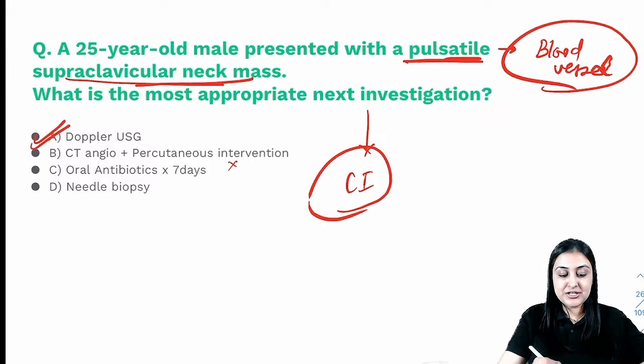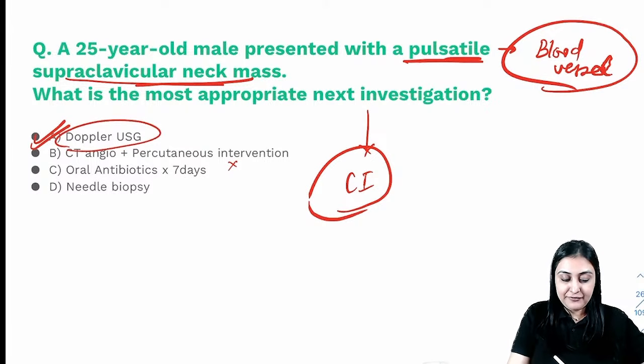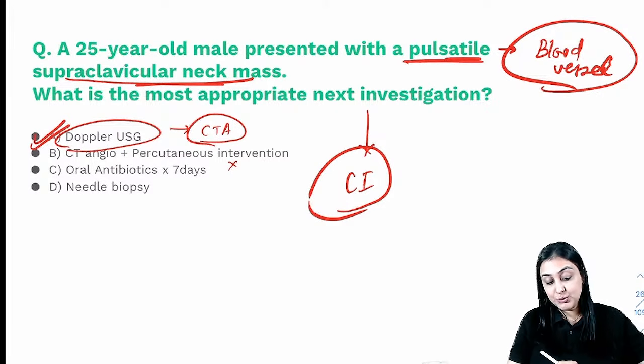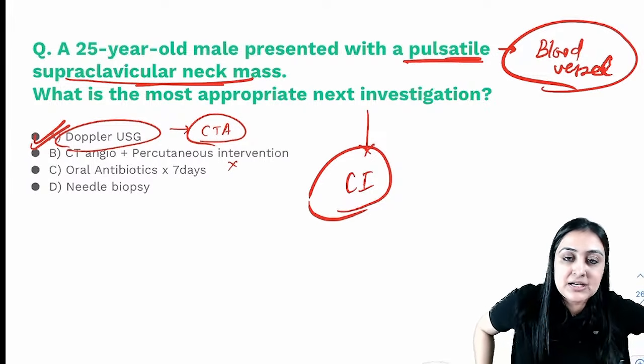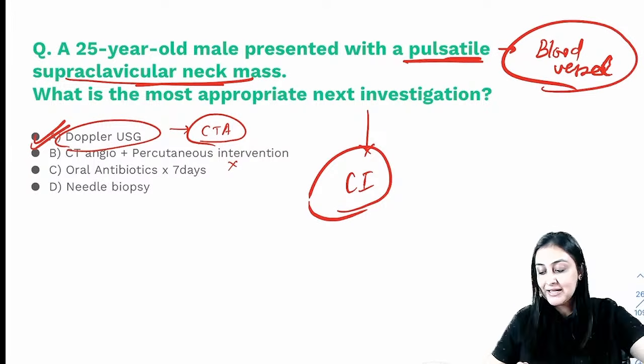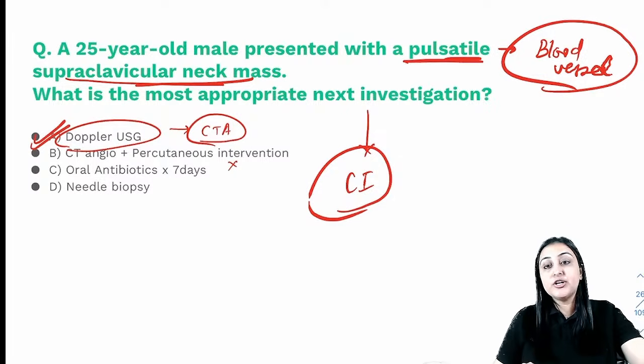All right, so the first investigation, Doppler. After that, can I do a CT angio? If it's a vascular lesion, yes, I can do a CT angio. All right, no, this is not Pancoast. Pancoast is not a pulsatile mass. All right, remember, pulsatile, vascular. It could be an aneurysm, it could be a hypervascular tumor.